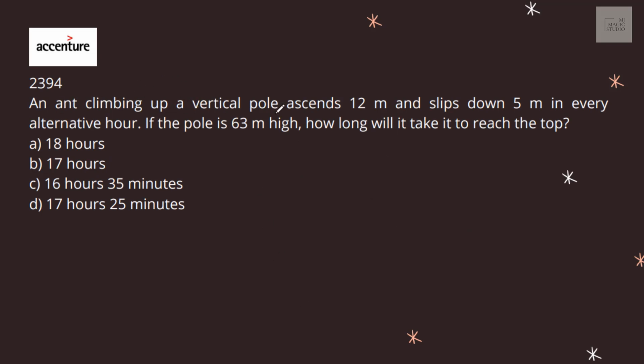An ant climbing up a vertical pole ascends 12 meter and slip down 5 meter in every alternate hour. So that means in first hour 12 meter up, second hour 5 meter down. That means in 2 hours the total displacement is 7 meter. If the pole is 63 meter high, how long will it take it to reach the top? These all questions are actually tricky in the part that don't just simply divide 63 by 7, and then multiply by 2. That would be wrong. 18 is not the correct answer.